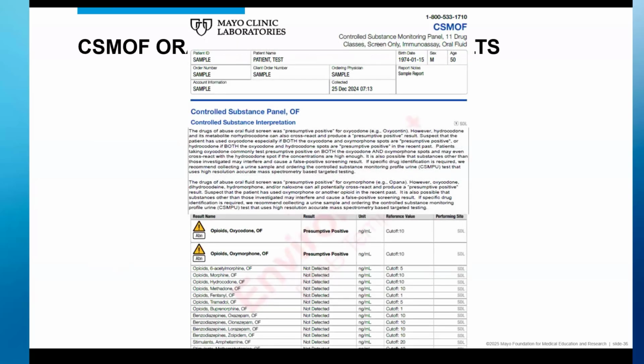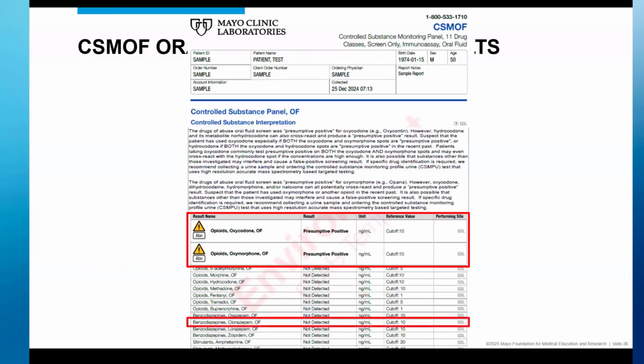And so we see that this testing was ordered on our patient, and the results come back. This time, the two things that we see light up are oxycodone under the opioid classification and oxymorphone. Both of those individual spots light up as presumptive positive. But remember, this patient was also taking clonazepam, and if we look under the benzodiazepine, clonazepam, it says not detected.